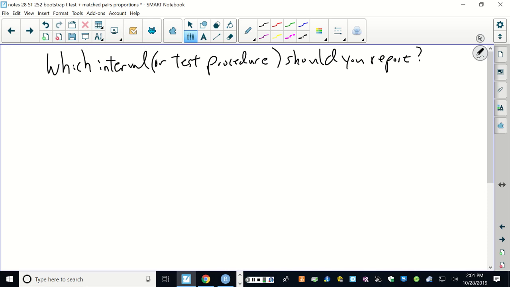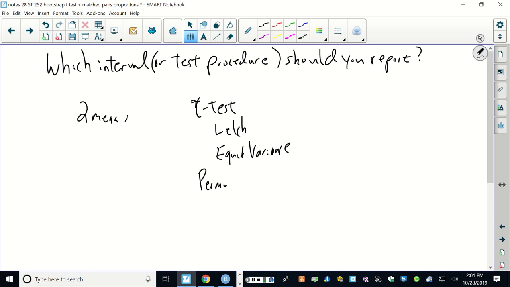Right, so let's think about the two means case. In this case, we had the two-sample t-test, the Welch version with unequal variances. There's the equal variance version. There's a permutation test. And then there's a bootstrap t approach. So there's really kind of four ways of handling that.